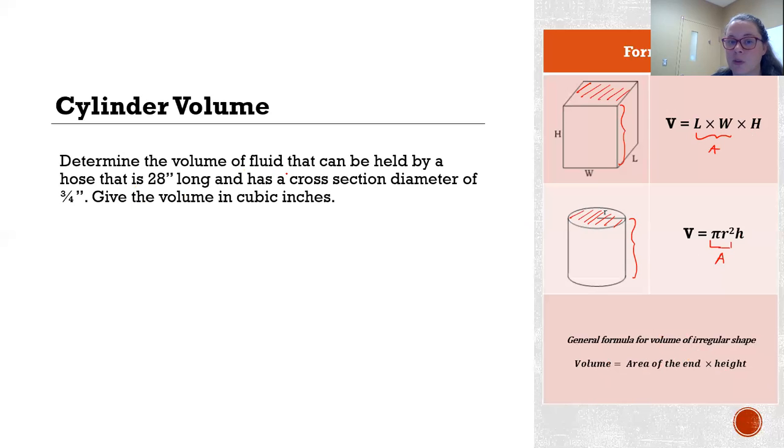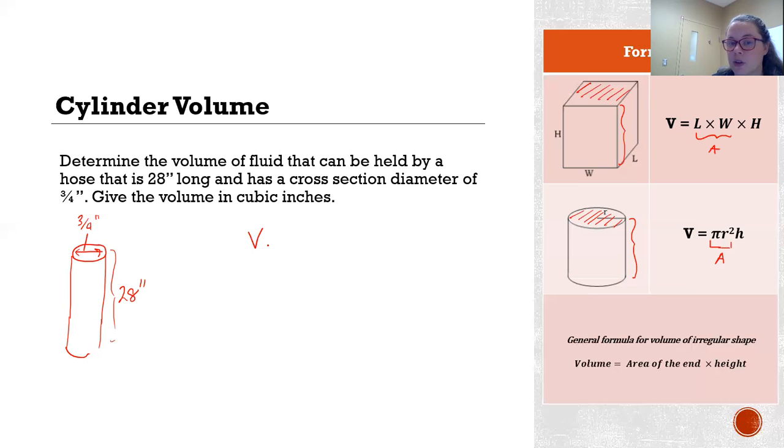So to determine the volume of fluid that can be held by a hose that is 28 inches long and has a cross-section diameter of 3/4 inches. I find it helpful to sketch. So we've got this hose. We know its length is 28 inches. And then the diameter, we'll assume it's an internal diameter of 3/4 inch. All right? And we want to know what's its volume. So a hose is really nothing more than a long cylinder.